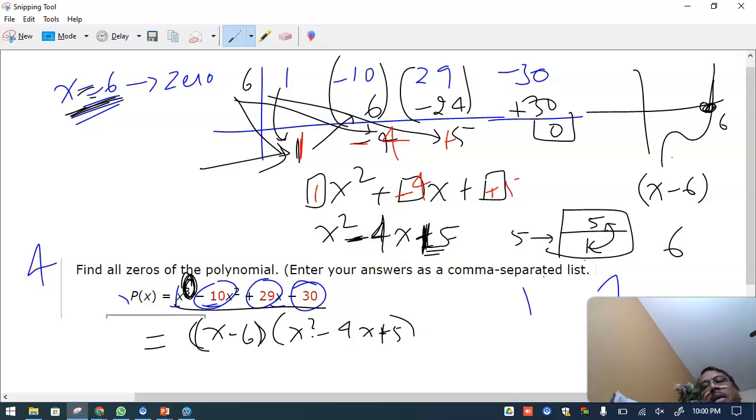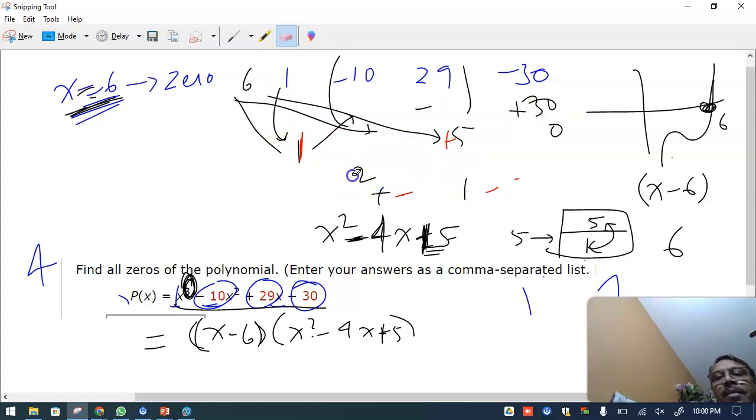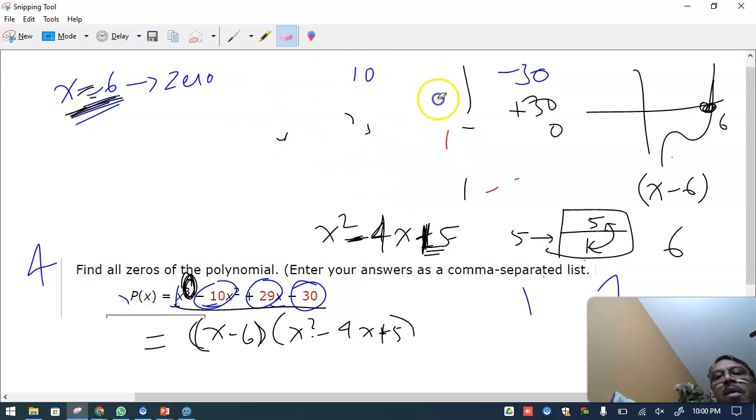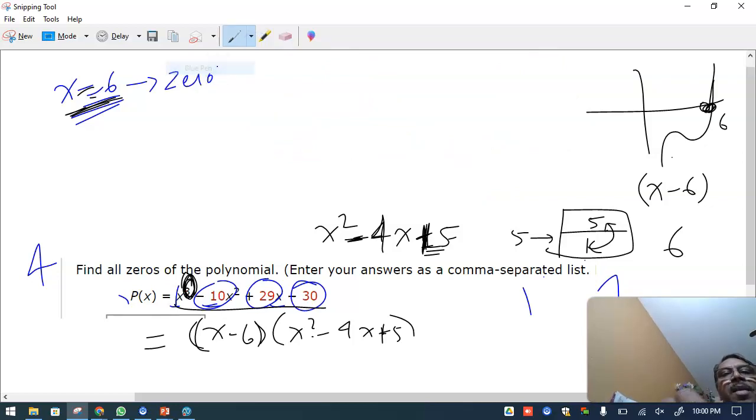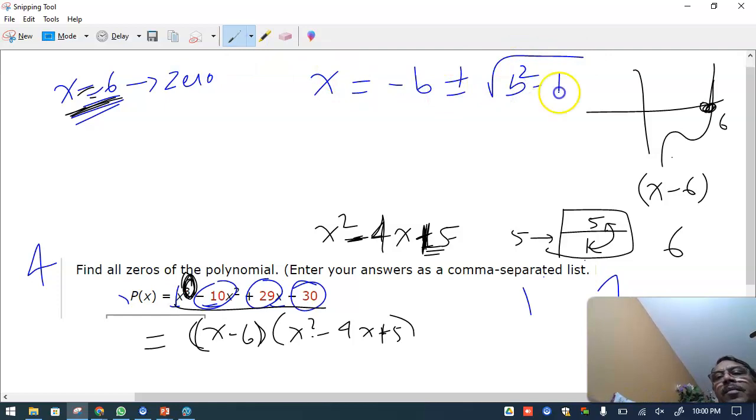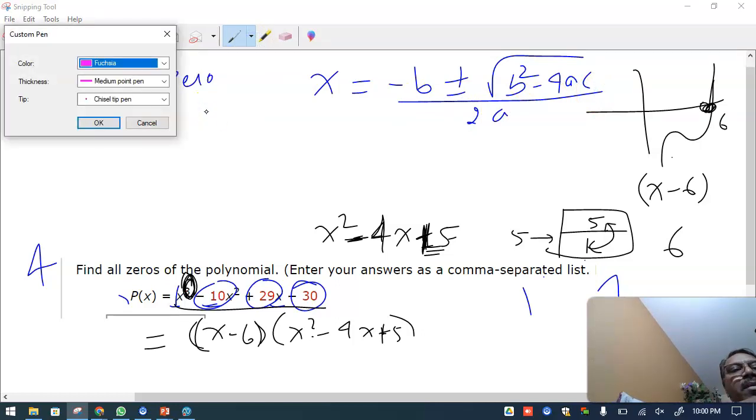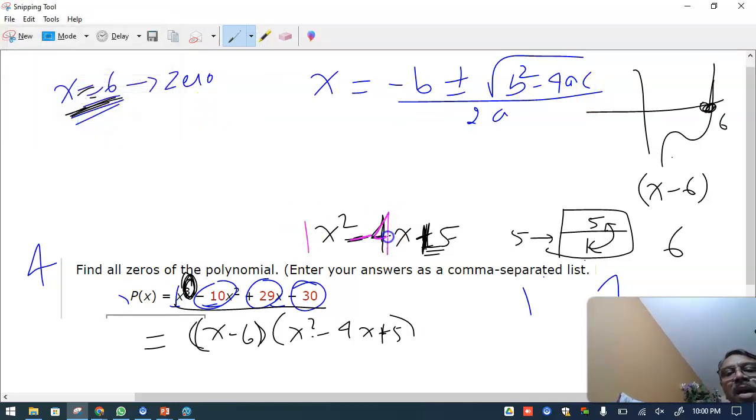So can we use a quadratic? This is the time we're going to use the quadratic formula. So this is the equation, and the quadratic formula is x equals minus b plus or minus, and let's plug in. So a is 1, b is minus 4, and c is plus 5.